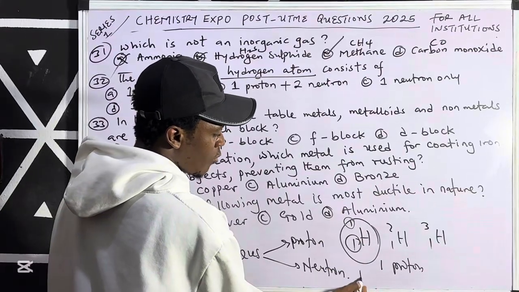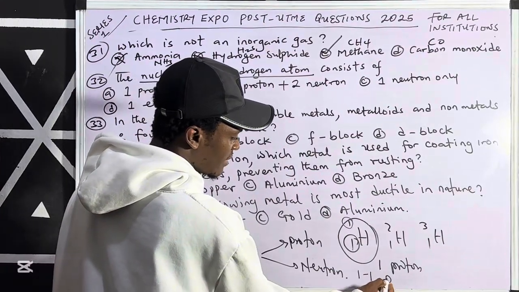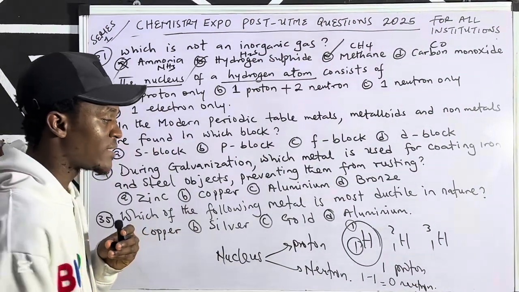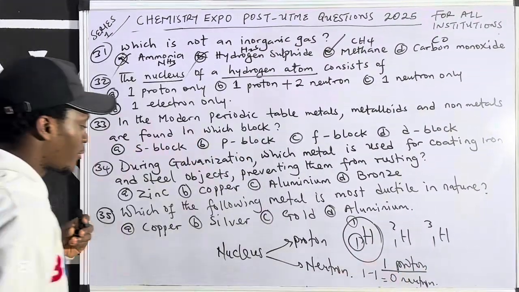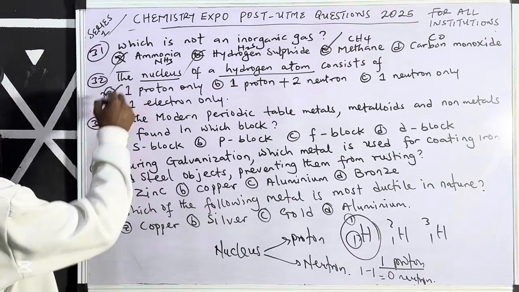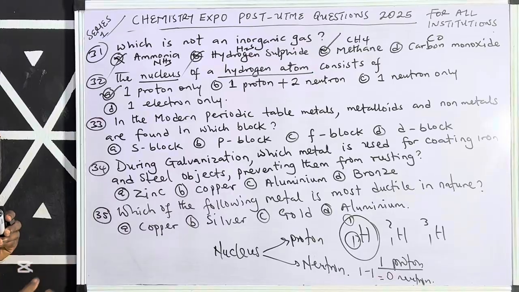So that gives us what? 1 minus 1, which will be 0 neutron. So it means it does not contain any neutron. It only possesses what? Just one proton. So it's one proton only, which is option A. All right. Then let's see the next question.